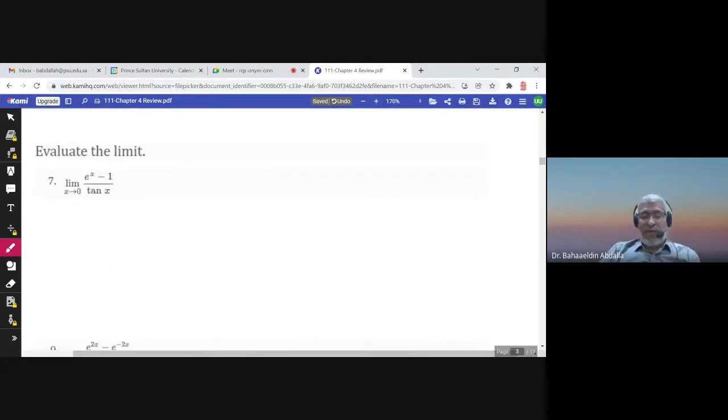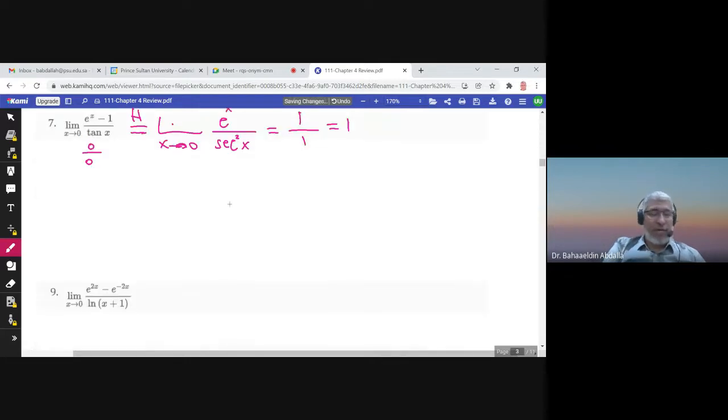Another type of questions about chapter 4, find the limit. When I replace x by 0, e to the power 0 is 1. 1 minus 1 is 0. Tan 0 is 0. So 0 over 0. So I can use L'Hopital's formula. The derivative of e to the x is e to the x. Derivative of negative 1 is 0. Derivative of tan x is secant squared x. Now, secant 0 is 1 because cosine 0 is 1. And e to the power 0 is 1. So the answer is 1. That's the limit.